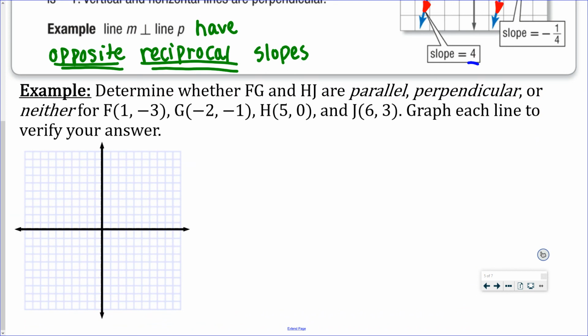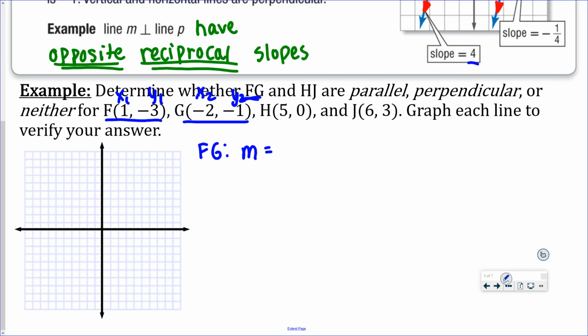Okay, we just have 3 more example problems to do. Determine whether FG and HJ are parallel, perpendicular, or neither, and then they give us all the ordered pairs for F, G, H, and J. Graph each line to verify your answer. Okay, so we're going to do this using slopes. So for FG, let's start with finding that slope. We're going to have to use our slope formula. We could graph it and do rise over run, but they just want us to use the graph to verify.